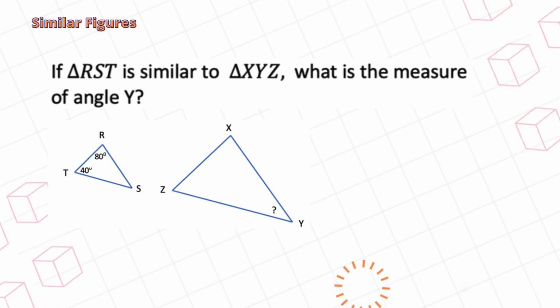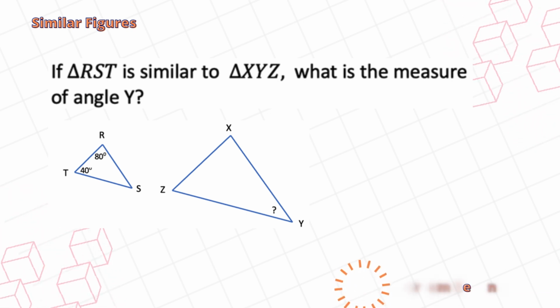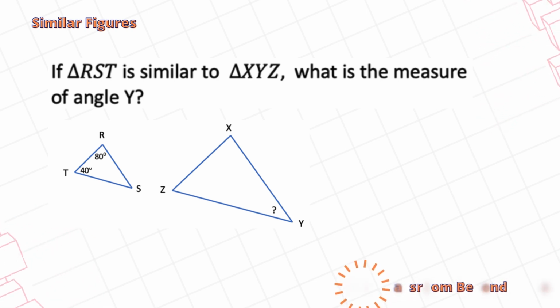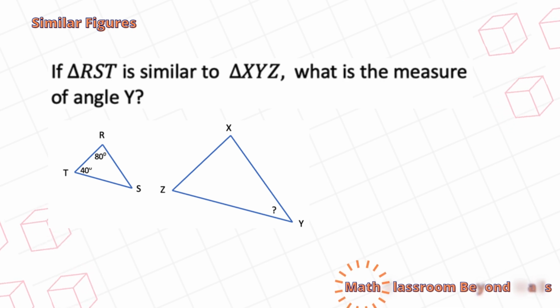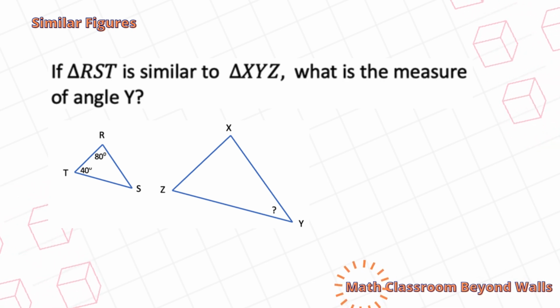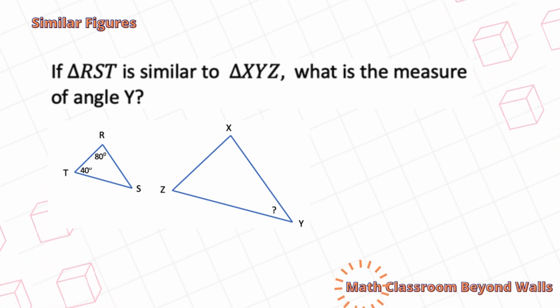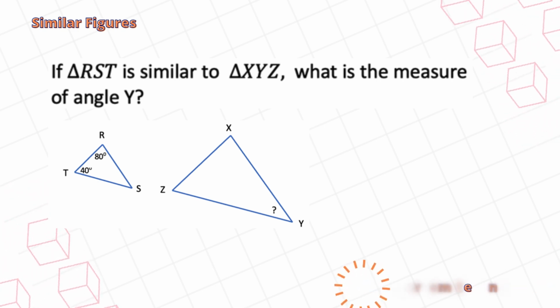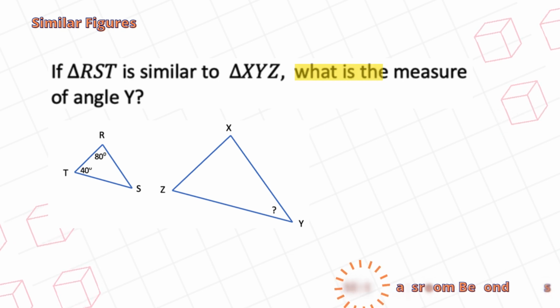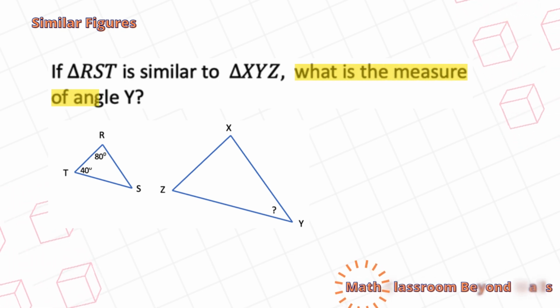As usual, we begin by reading the whole problem and may read it several times when needed to know what we are looking for, to determine what are given, and to figure out how the given information help find what we are looking for. What are we looking for, learners? You are correct. We are to find the measure of angle Y.